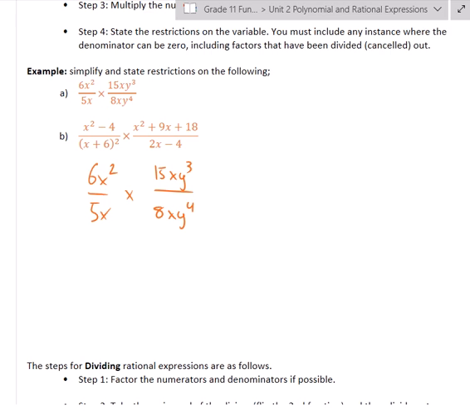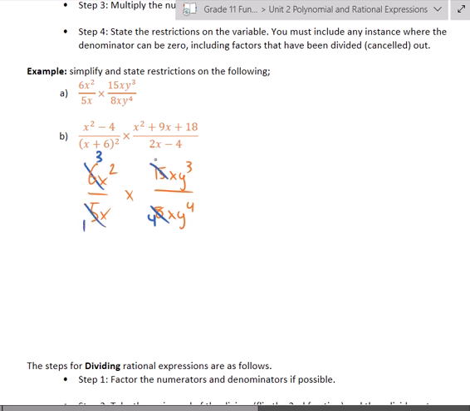So looking at these values, let's change to a different color for a minute here. To cross-cancel here, we can look at 6 and 8. We can reduce 6 and 8 to 3 and 4. And then we can cross-cancel the 15 and the 5. We can factor out a 5 here, so this becomes 1, and 15 divided by 5 is 3.